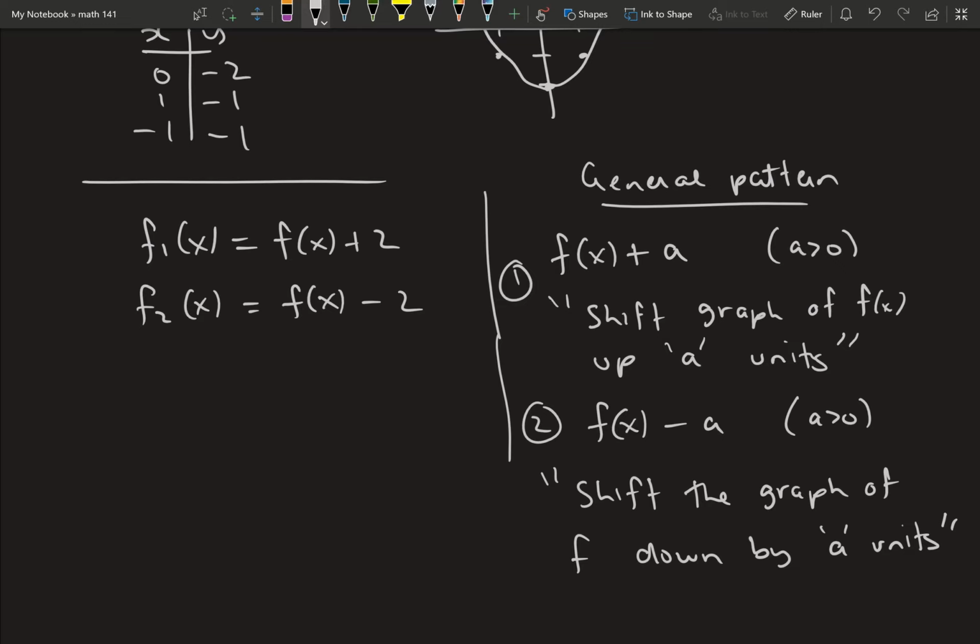Okay, so this is the general theme for the vertical shift. If you're given a function and you add a number or subtract a number, then that simply moves the graph up and down.